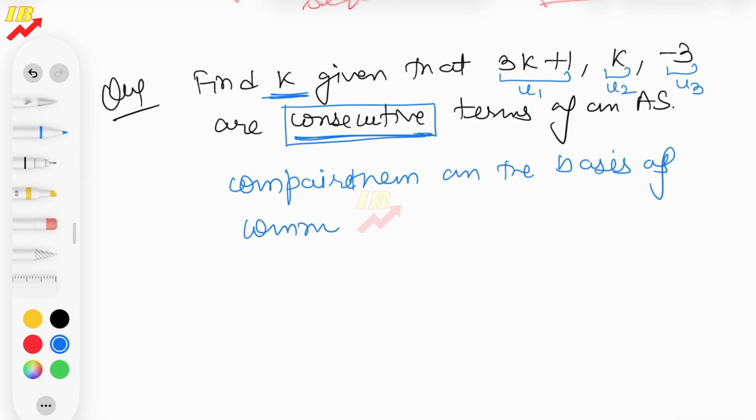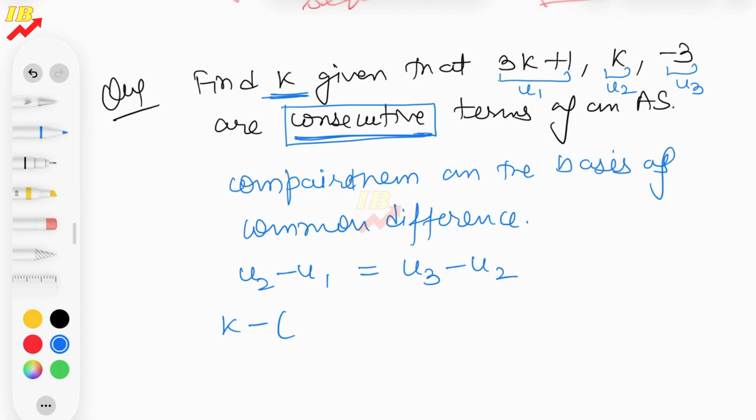That means you are going to take the common difference into consideration, that is u2 minus u1 will be equal to u3 minus u2. Okay, that means k minus, and as I can see that u1 is a binomial term, so I'm putting a bracket here so that I can change the sign easily. Otherwise students forget to change the sign.